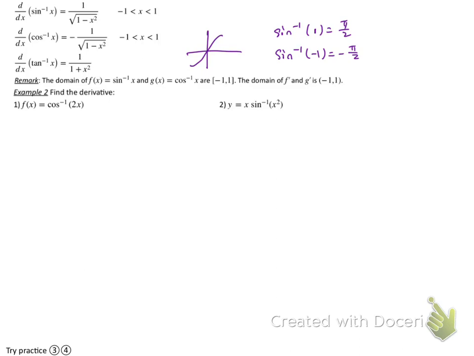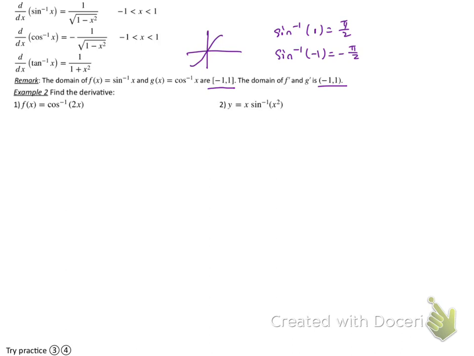Okay, that's why while the domain of sine inverse and cosine inverse is -1 to 1, endpoints included, the domain of the derivatives turns to -1 to 1, endpoints not included. So this is another case where the domain of the derivative gets smaller than the domain of the original function. All right, having these formulas, we can find the following derivatives.